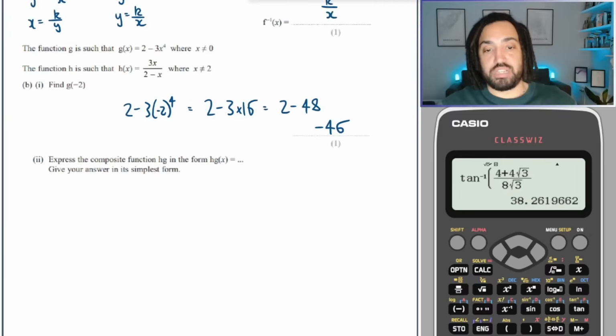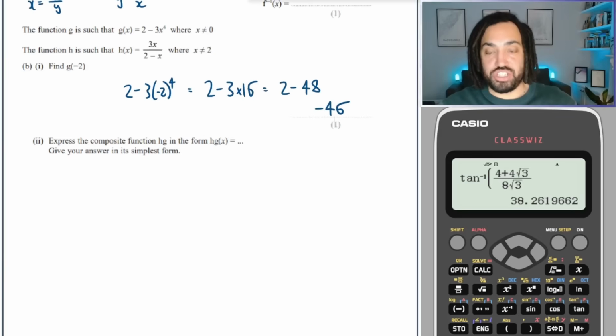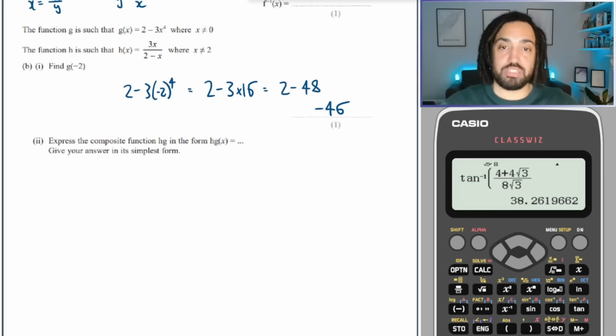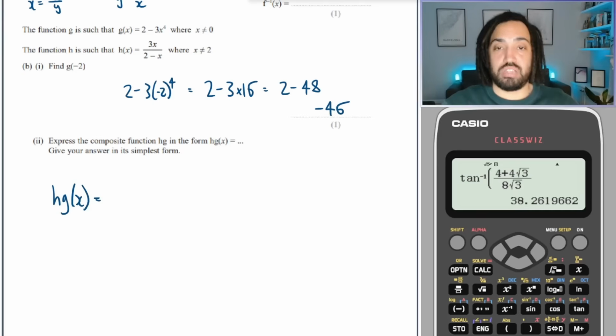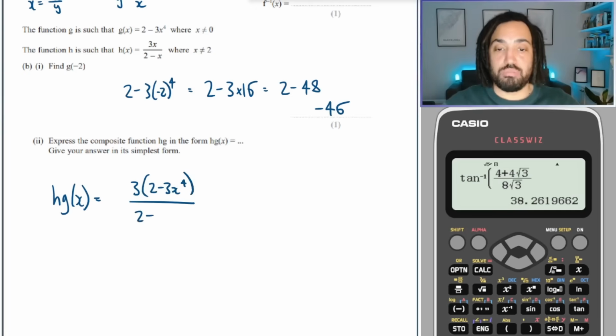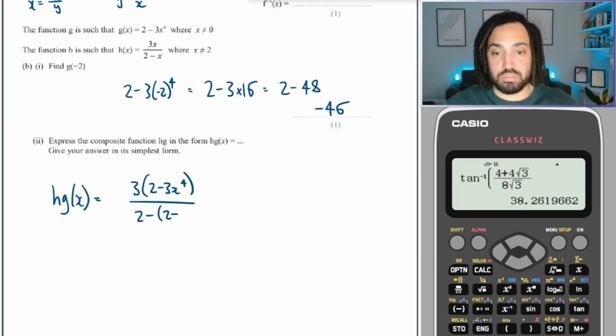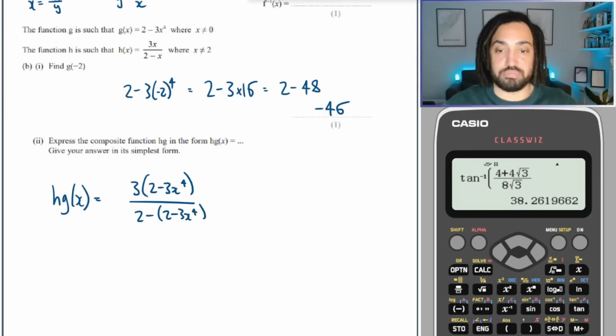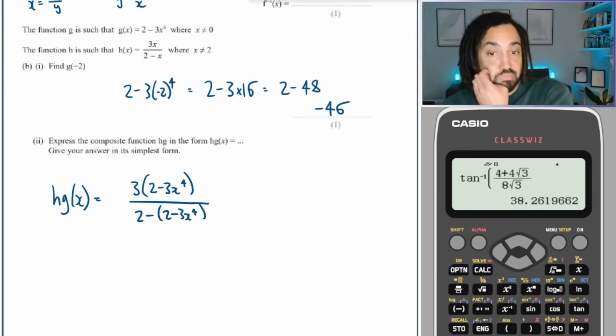And it says express the composite function hg. So that means I'm putting g into h. So I'll write out h, but I'll replace every x with the whole of the function g. So it's 3 over, not x anymore, but g of x, and that's over 2 minus, again not x anymore, but g of x, like so.